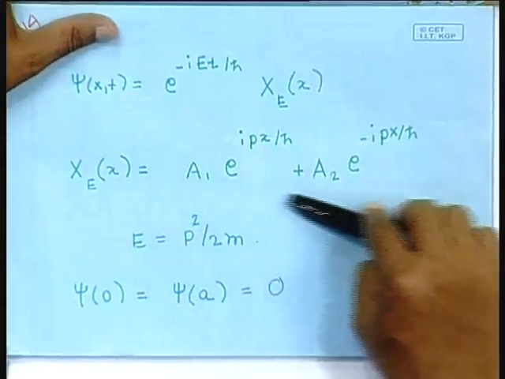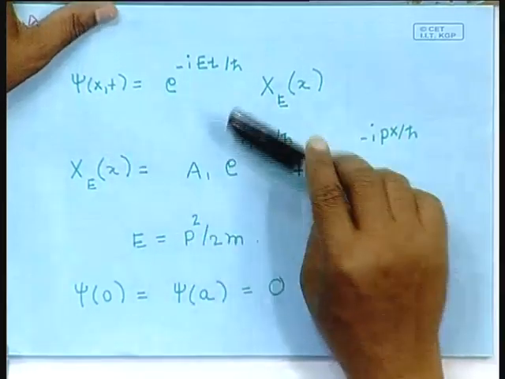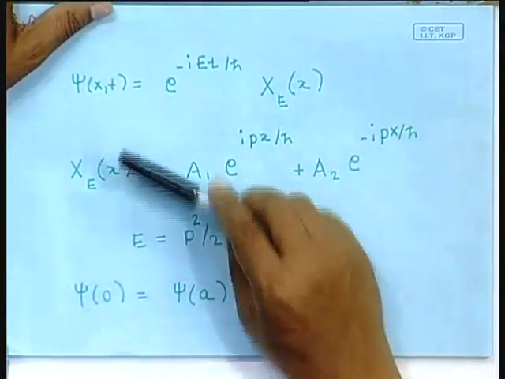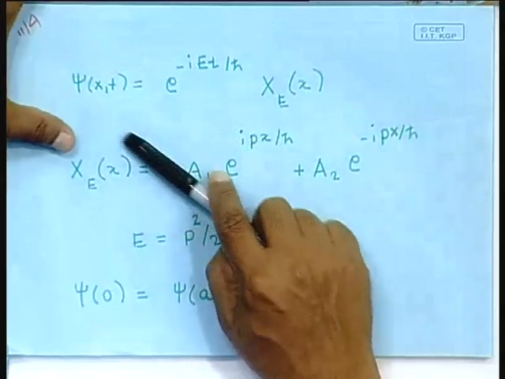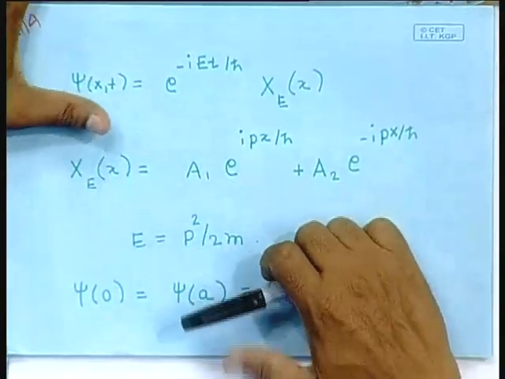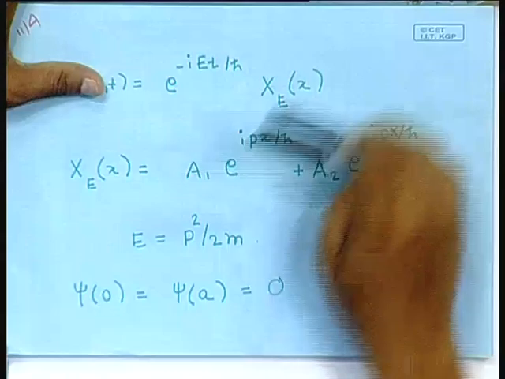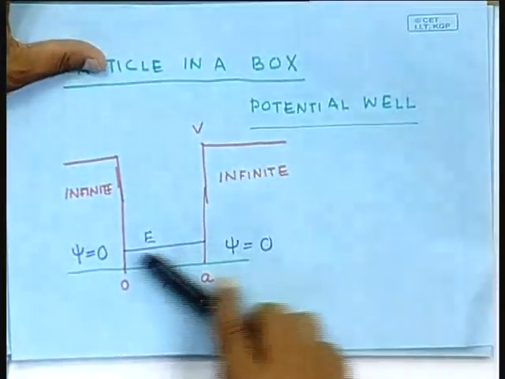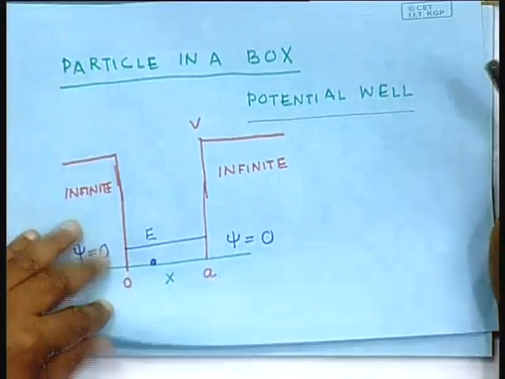So this is the spatial part of the wave function inside the potential well, and the spatial dependence is such that it has to go to 0 at both the left boundary and the right boundary.